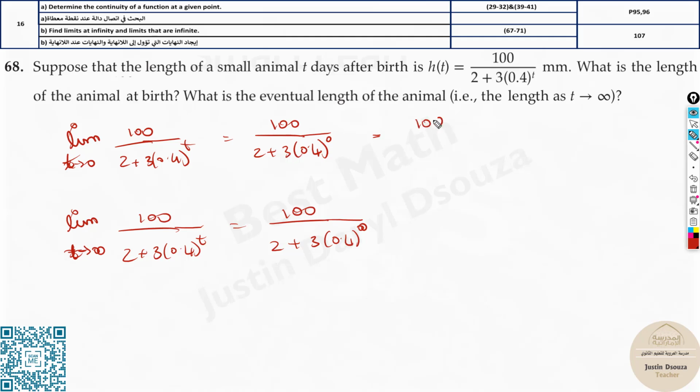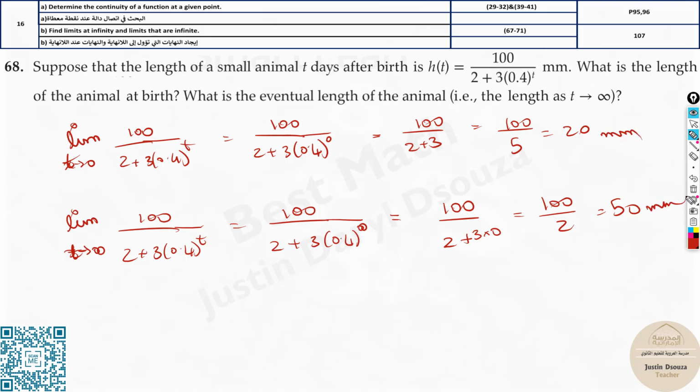So it will be 100 divided by 2 plus 3 only, because this is 1. And it's 100 by 5, 20 times 220. And over here we have 100 divided by 2 plus, what happens here? It's 3 times infinity to the power 0.4, so it's 0. 3 multiplied by 0 here. So it's basically 100 by 2, that is 50.